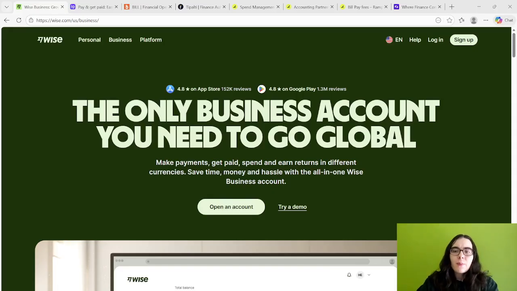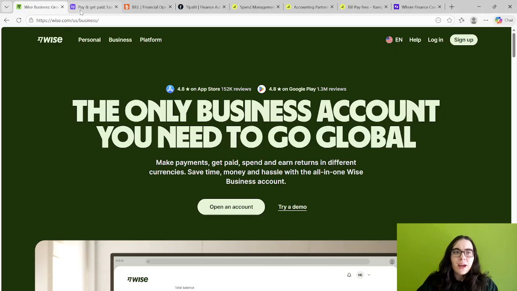So, Wise is a really popular payment processor for businesses, especially for global payments. But if you don't really need all those international capabilities, and maybe you want something that's more of a full-fledged AP solution, you might want a different program. So, we'll take a look at some alternatives here.